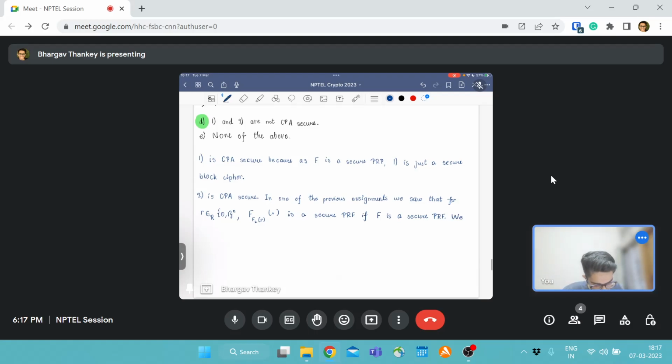We know that R comma M XORed with, let's say, G, where G is a secure PRF, gives a CPA secure cipher, I should say, because I haven't mentioned decryption.